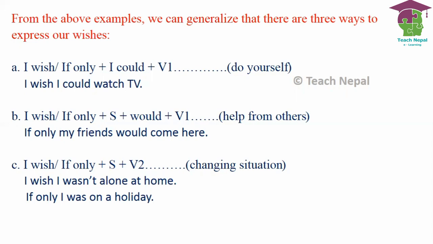Number C, I wish or if only plus subject plus part two, in the changing situation. For example, I wish I wasn't alone at home. I wish I was on holiday, right? I wish I had a car. In this way you can use this past form also. So these kind of three structures are used to form wishes.